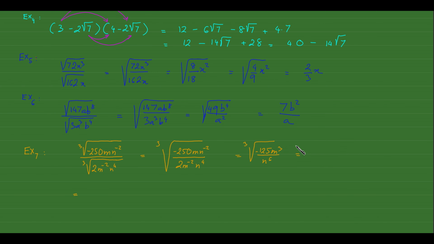Alright, so right now cube root of negative 125 will be negative 5. Cube root of m to the third will be m, and cube root of n to the 6, 3 goes to 6, will be n squared. There you go. Oh, and this yellow color is nice, right? I mean, I think I like it. Okay.